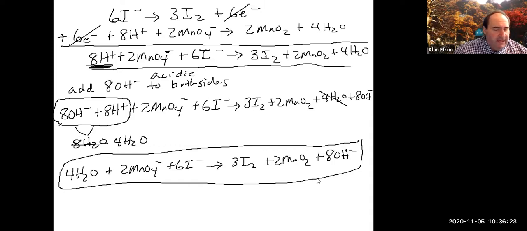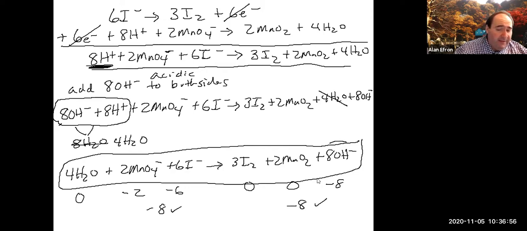So we have 8 H's on the left, 8 on the right. We have 4 and 8 oxygens on the left, that's 12. We have 4 and 8 on the right, that's 12. 6 iodines on the left, 6 on the right, and 2 Mn's on both sides. Overall charge on the left, 0, -2, and -6, so that's a -8. Overall charge on the right, that is 0, that is 0, that is -8, which is -8. So we are good. This is balanced.